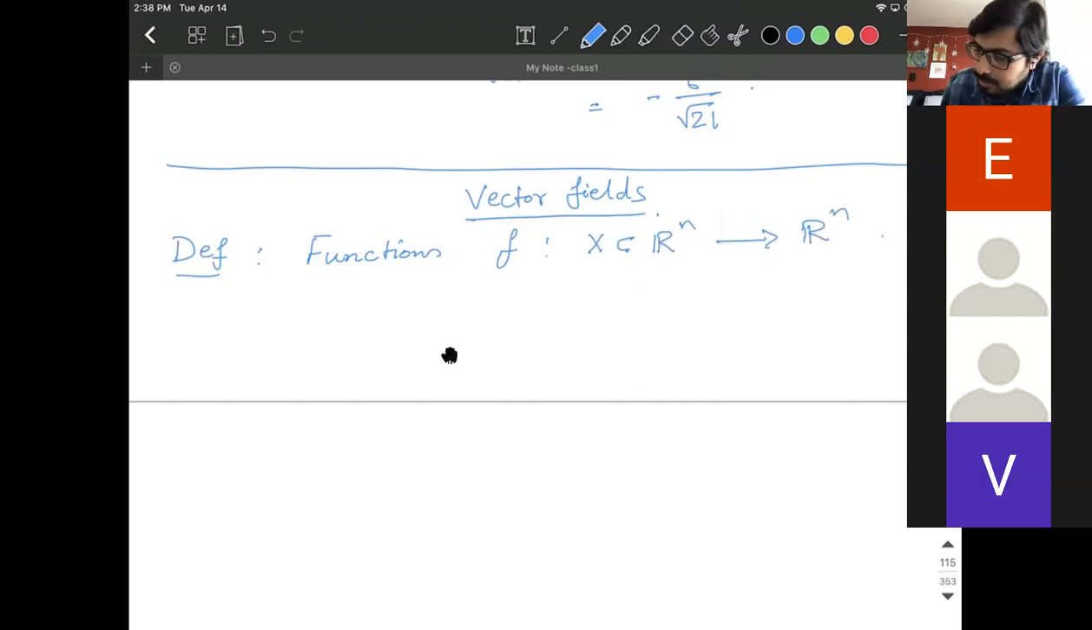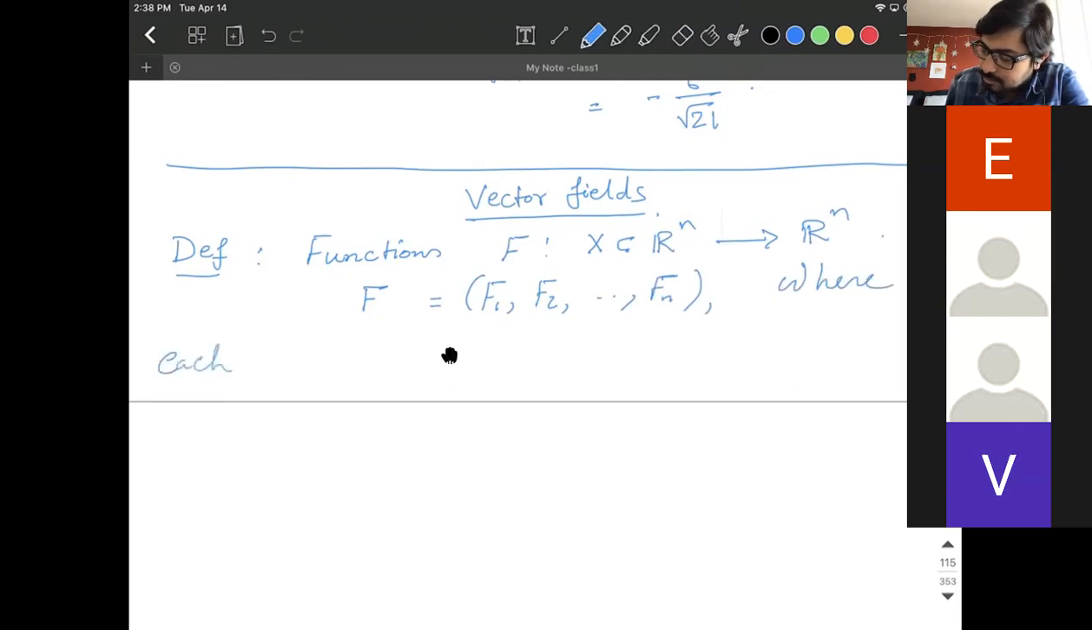Okay, so it's given by a bunch of functions. So F, let's use capital F, is given by f1, f2, up to fn, where each fi is a function from X to R. Okay, so that's simply the definition.